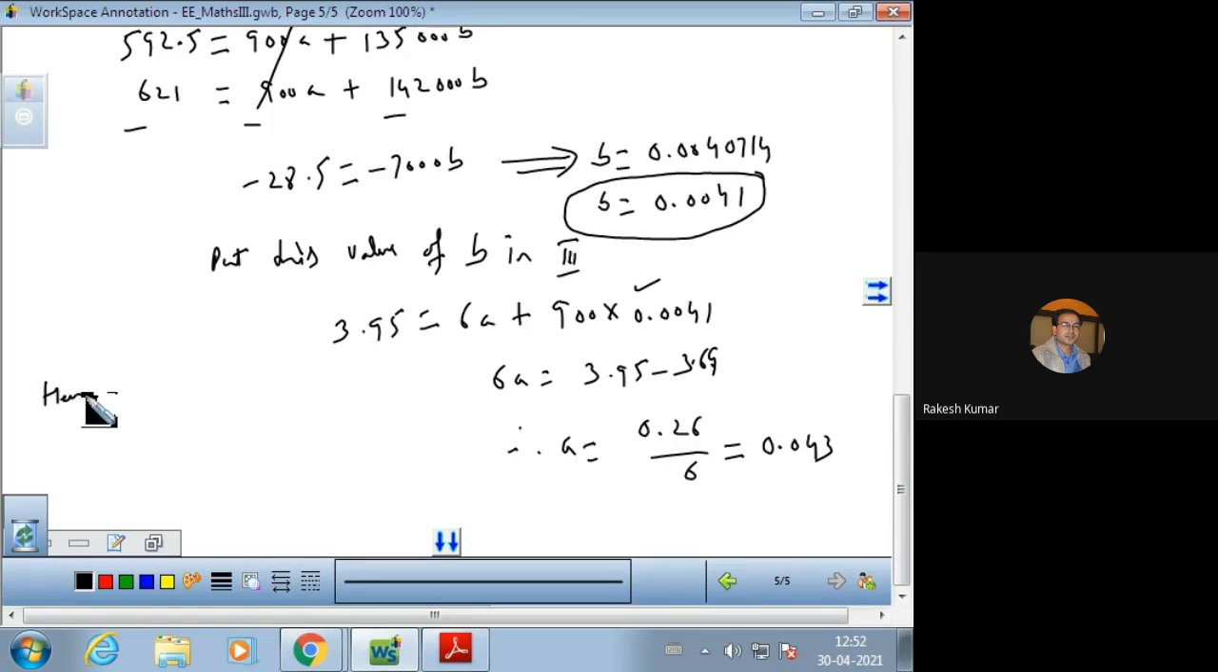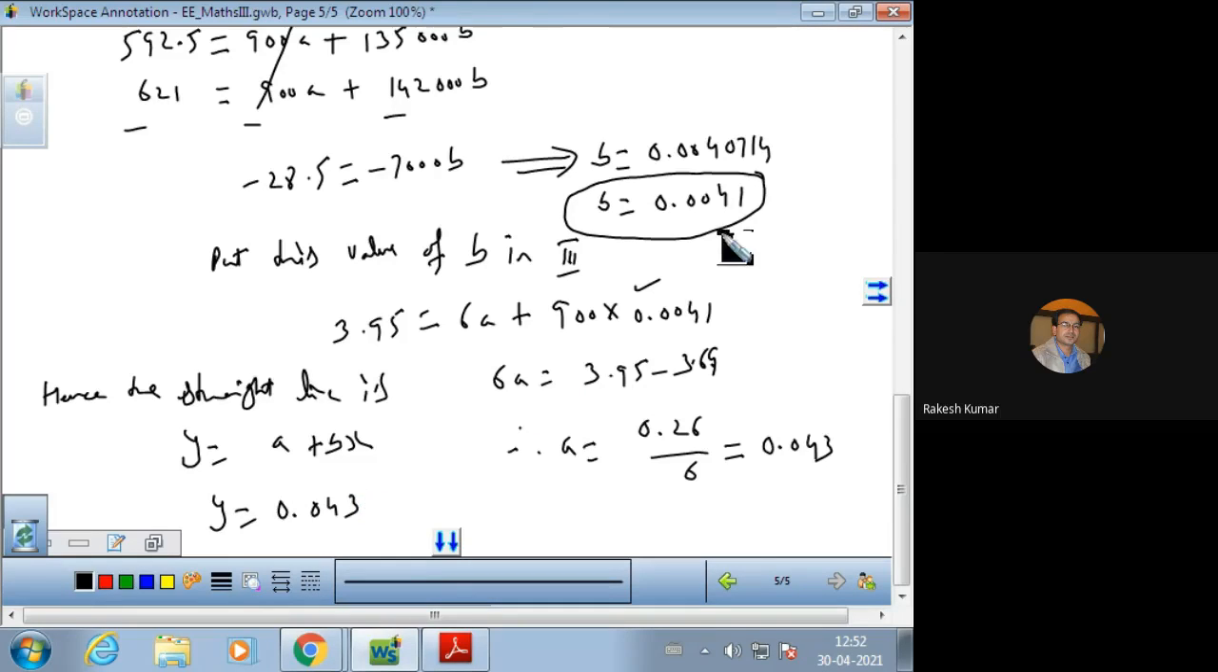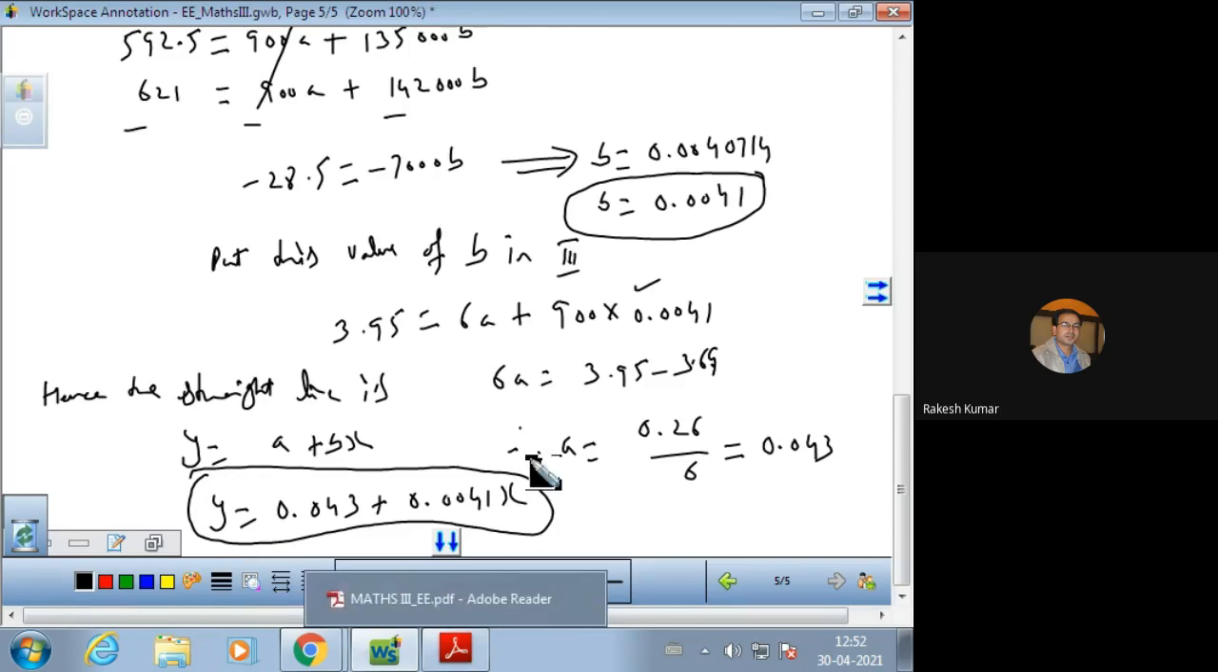Hence, the straight line y is equal to a plus bx can be written as y equals 0.043 plus 0.0041 into x, where b was 0.0041. So this is the equation of a straight line by the curve fitting method, and the method of least squares has been used.